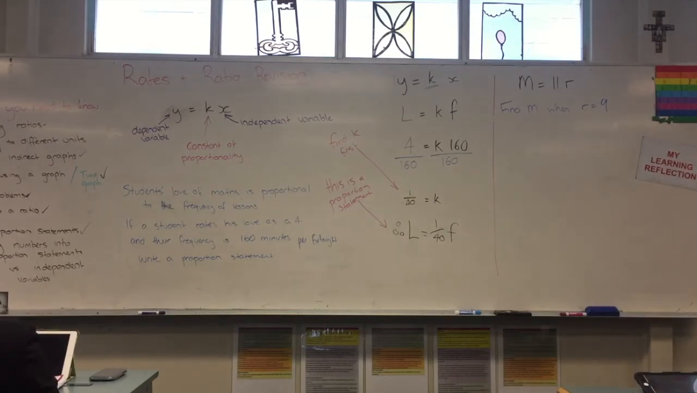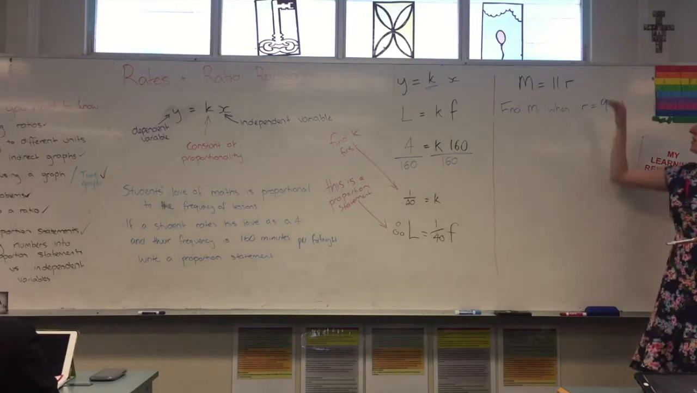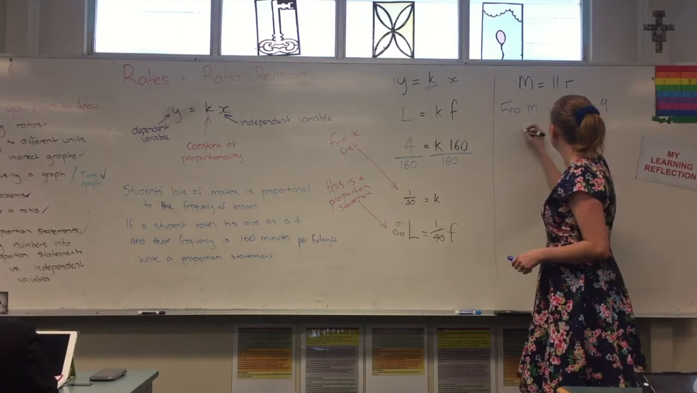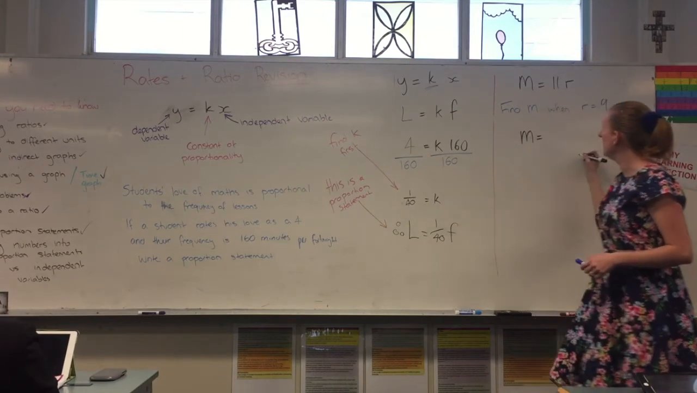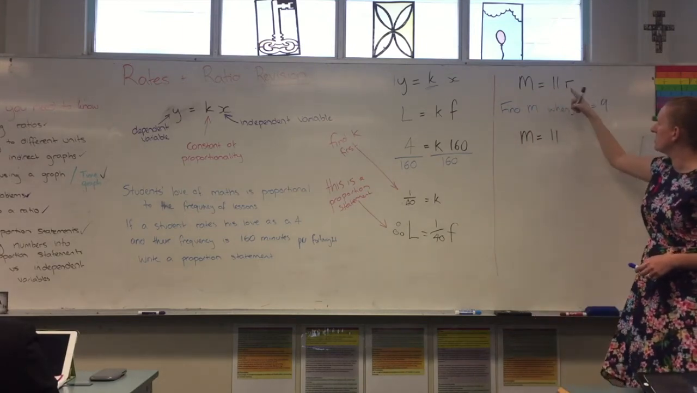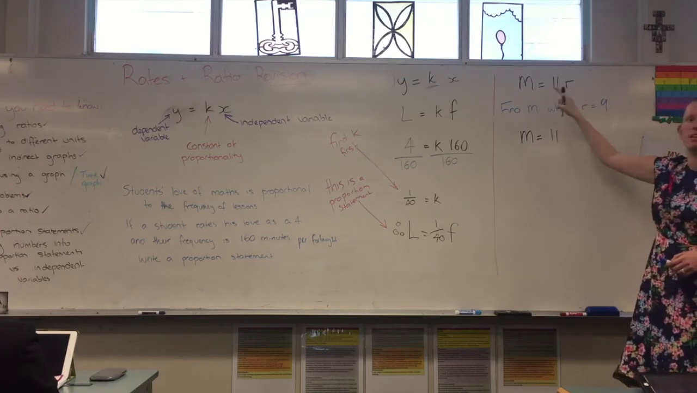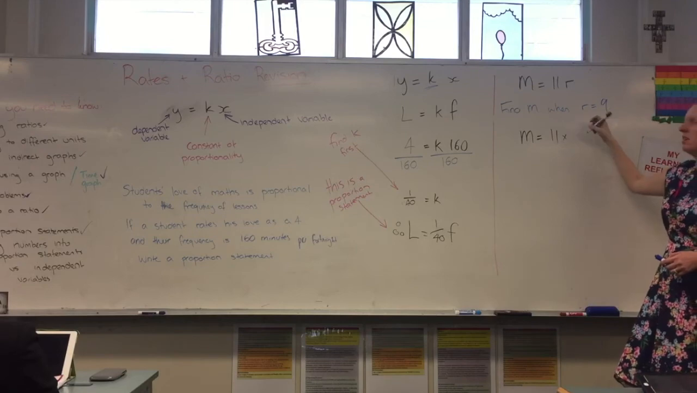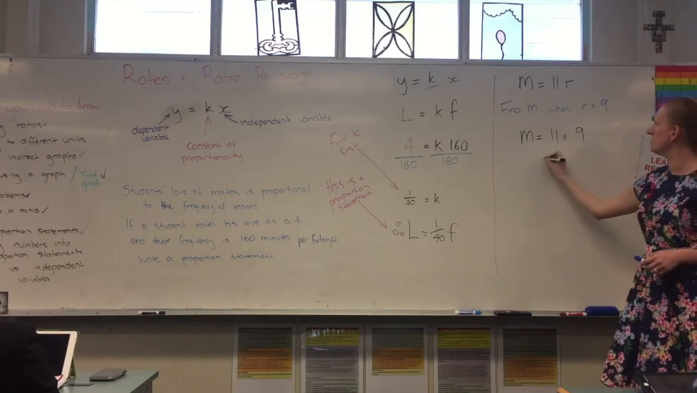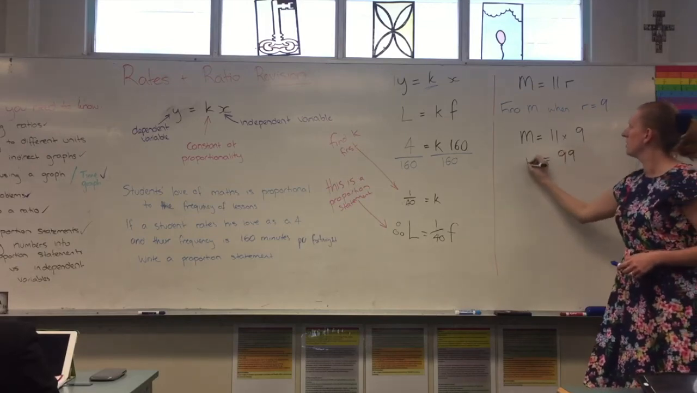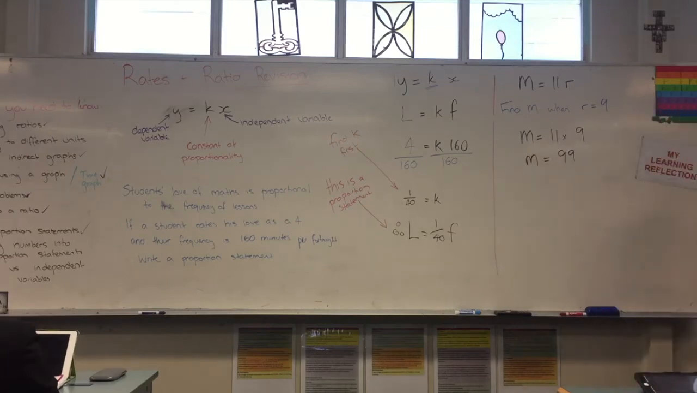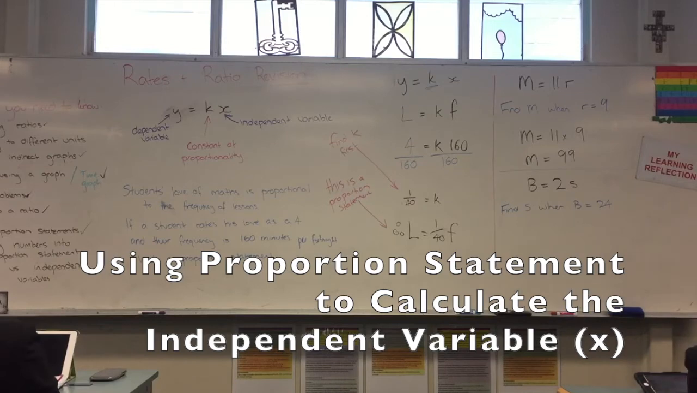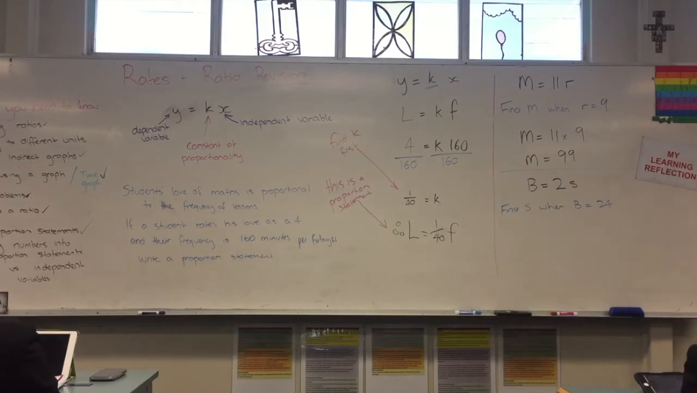Alright, so we want to find M when R is equal to 9. This is my proportion statement. What should I do? So, M stays the same because I don't know what that is yet. 11 doesn't change. And then how are 11 and R joined together? Multiplied. And R is? 9. Cool. So 11 times 9 is? 99. There we go. We found M. Happy days.